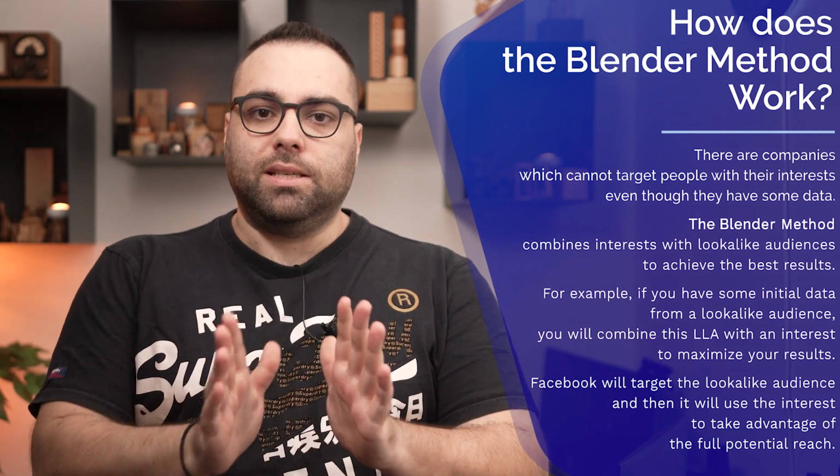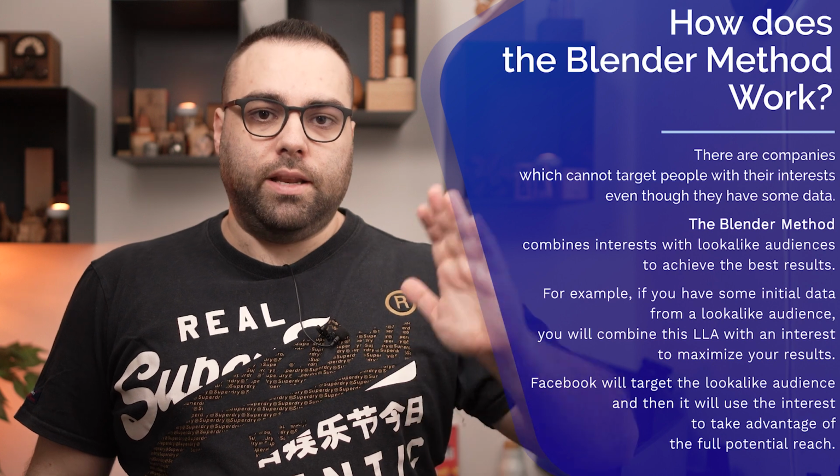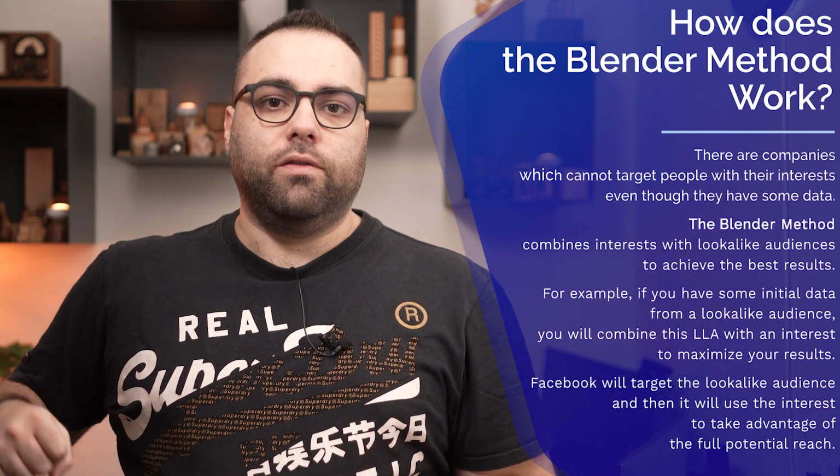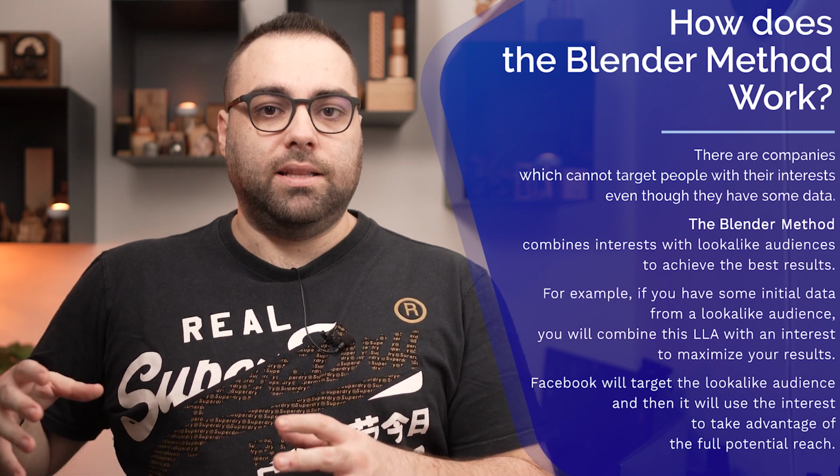What is going to happen is this. Facebook first is going to target the lookalike audience, and then it's going to expand to the full potential reach based on the interest that you add. This helps a lot because in some cases you might have some initial data coming from your lookalike audiences which are working better. In other cases maybe they're not going to work with lookalikes, but Facebook is going to try to find a solution through the interest. I have seen this method working with several accounts.